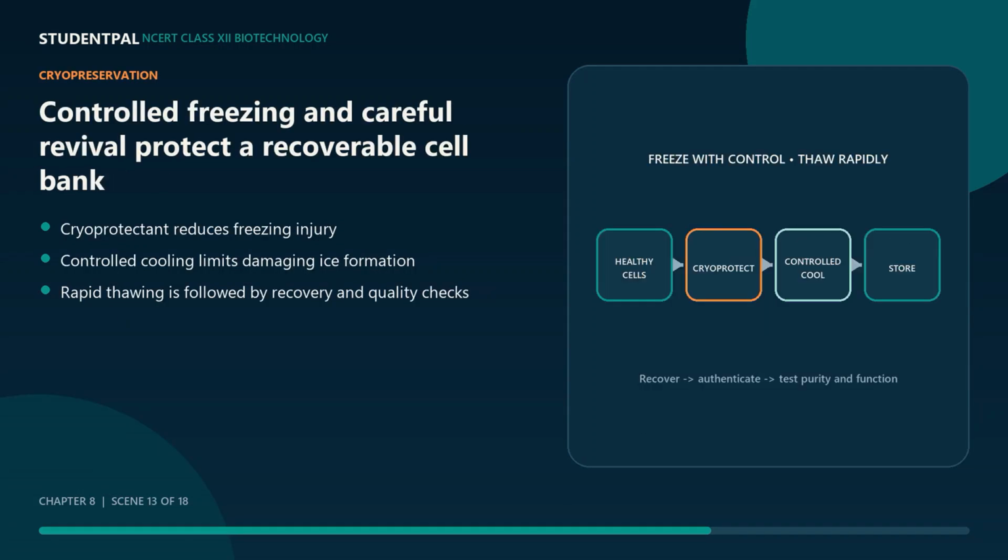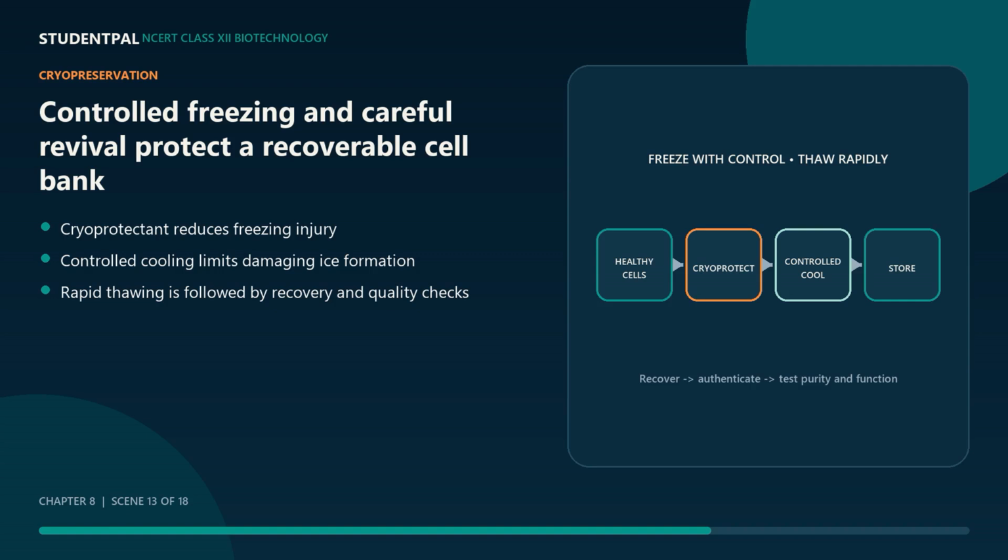Cryopreservation slows biological change and reduces repeated passage. Healthy cells are collected in a validated freezing medium containing a cryoprotectant that reduces ice damage but can itself be toxic during prolonged exposure. Controlled cooling allows water movement and limits intracellular ice before storage at very low temperature. During revival, rapid thawing reduces time in damaging intermediate temperature ranges, cryoprotectant is removed or diluted appropriately, and cells are placed in recovery conditions.